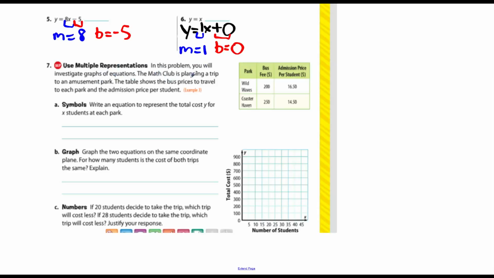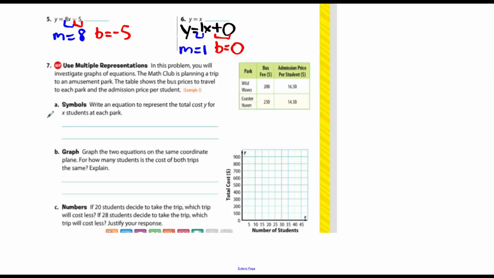So the math club is planning a trip to the amusement park. We want to plan the trip, and it shows bus prices and admission price. So we want to compare the price for both these places, Wild Waves and Coaster Haven, depending on how many kids we take. So we're going to write an equation to represent total cost.